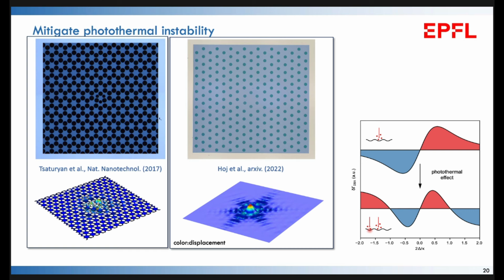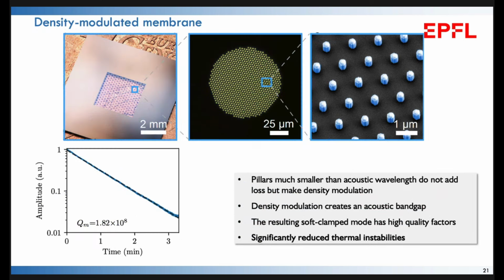So the first is heating of the membrane. Typically, what's been done is you use perforated devices to create a phononic band gap. And there's a beautiful work here from Hawaii that shows that you can modify the speed of sound by making density modulation. So these are not perforated membranes, but membranes with very small, deep sub-wavelength, relative to the acoustic wavelength, protrusions that you can use to create a phononic band gap.